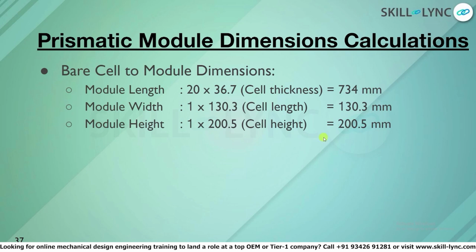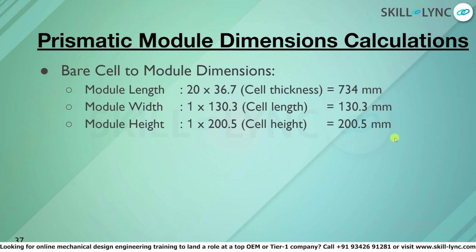So now from these slides we'll see what are the bare cell to module dimensions. So module length becomes 20 times the cell thickness. So that means the thickness of the cell when arranged 20 cells together becomes the length of the module. But the module width remains the same. Module width is nothing but 1 times 130.3, which is 130.3 mm. And the module height is 1 times 200.5, which is 200.5 mm height.